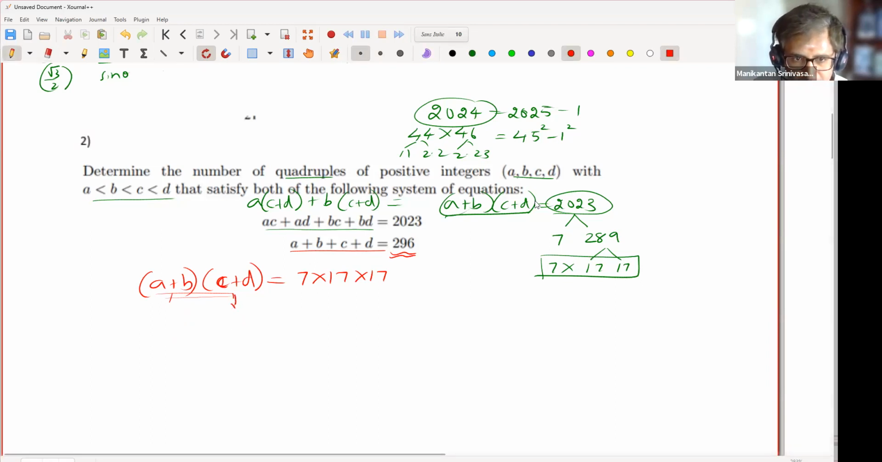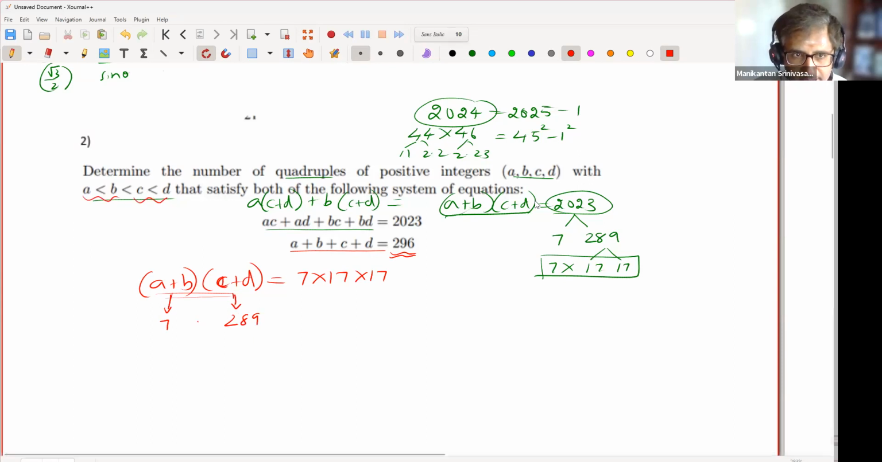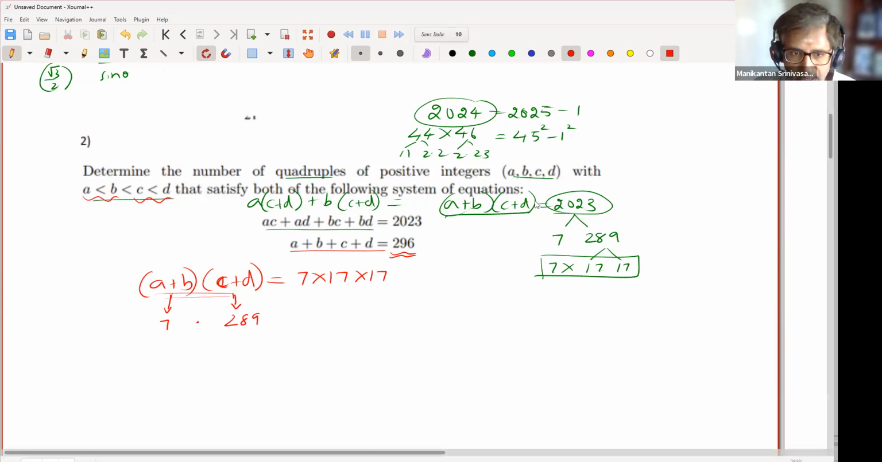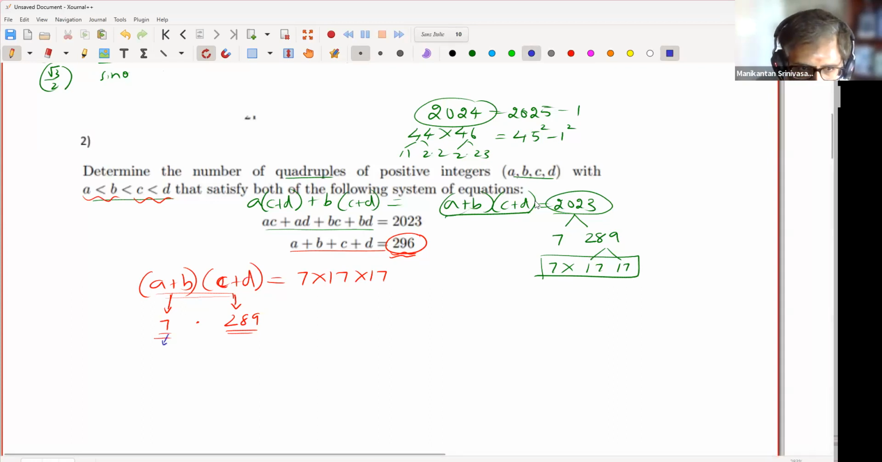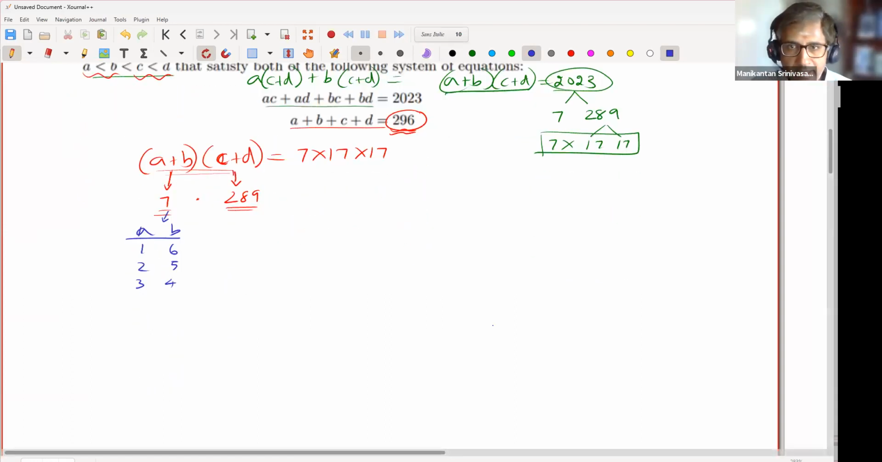Let's say this works out to be 289, and then this works out to be 7. I'm saying this because A and B are the smaller ones, C and D are the bigger ones. And 289 plus 7 is 296, so A plus B plus C plus D will give 296. Now we have to distribute A and B, but A should be less than B. So we have to distribute 7. There are only a few possibilities. Let me make two columns, A and B. It's either 1 and 6, or 2 and 5, or 3 and 4.